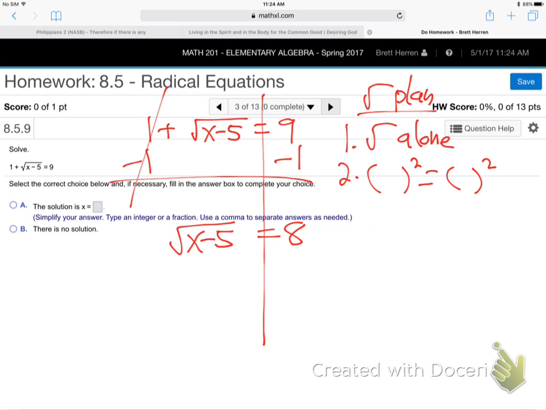And then what do we do from there? Power of 2. Now we 2 power both sides. Rooting cancels squaring. Eight squared, 64. Then you add 5.